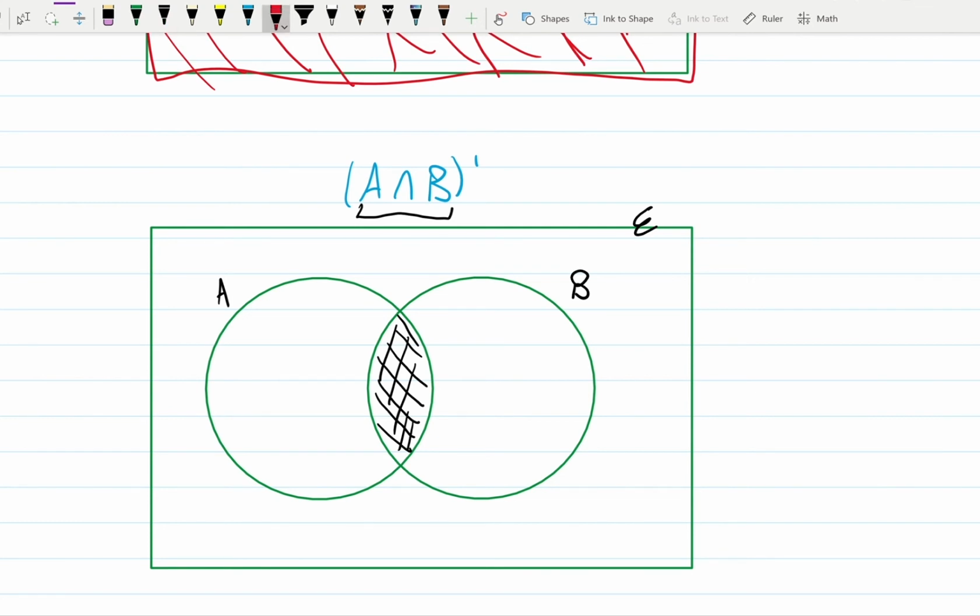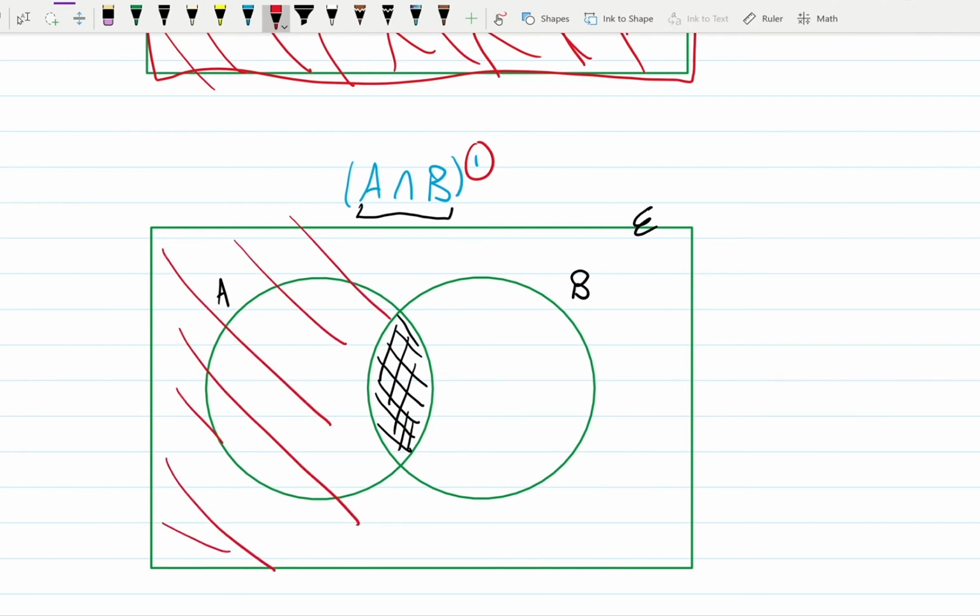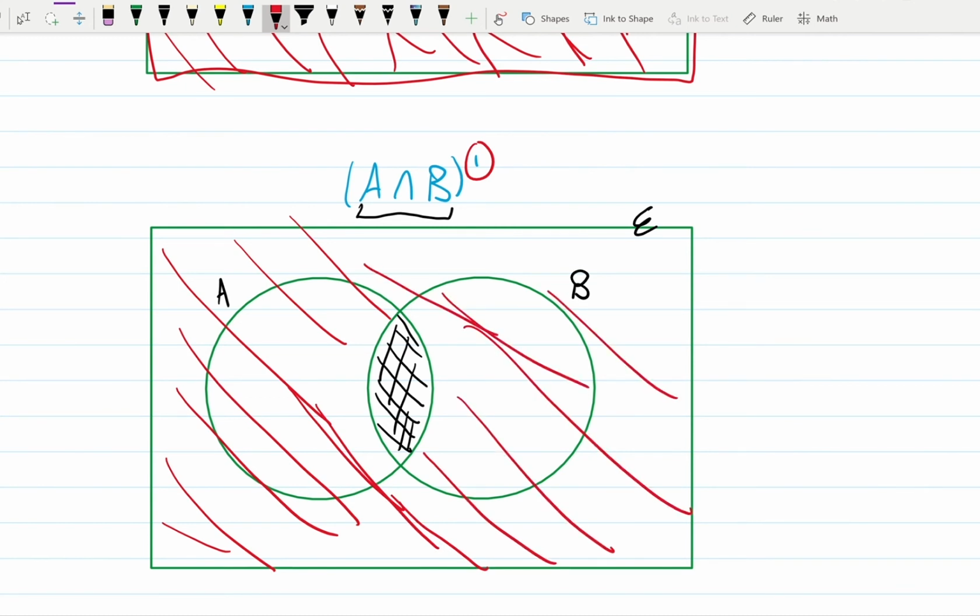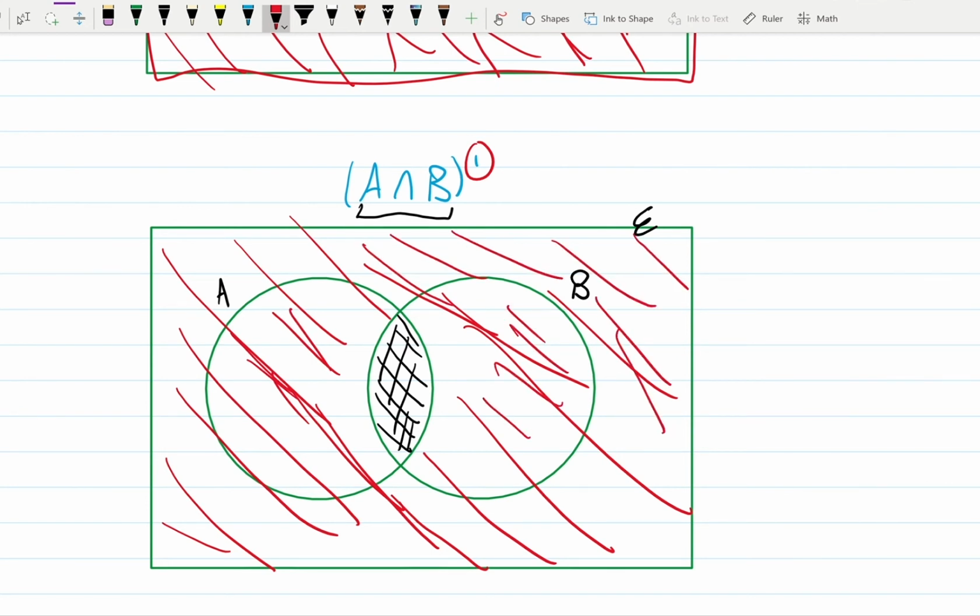But now we're looking at the complement of A intersection B. So what does that mean? Anything that's within those brackets, we're looking at literally everything else other than what's in that bracket. So we're looking at some of this region of A over here, some of this region of B over here, and the region outside of both A and B. So if I was to shade this, we would exclude this intersection region right here. And that would be it.